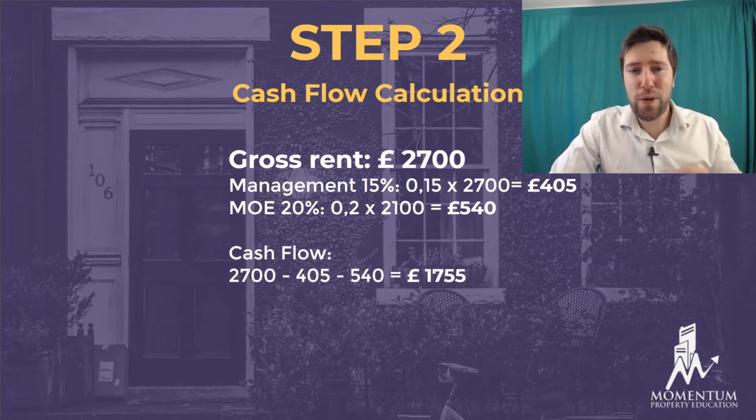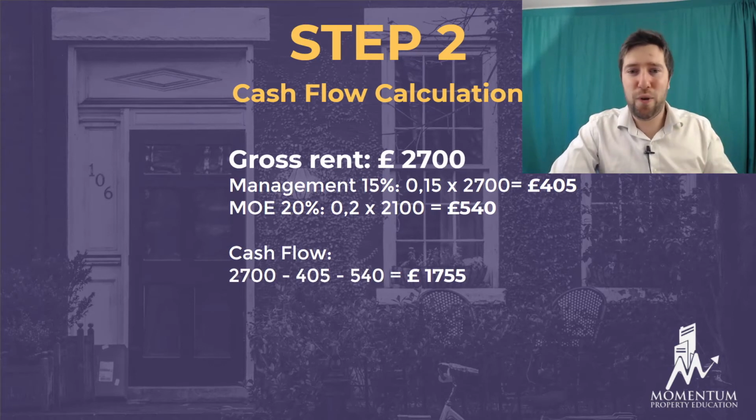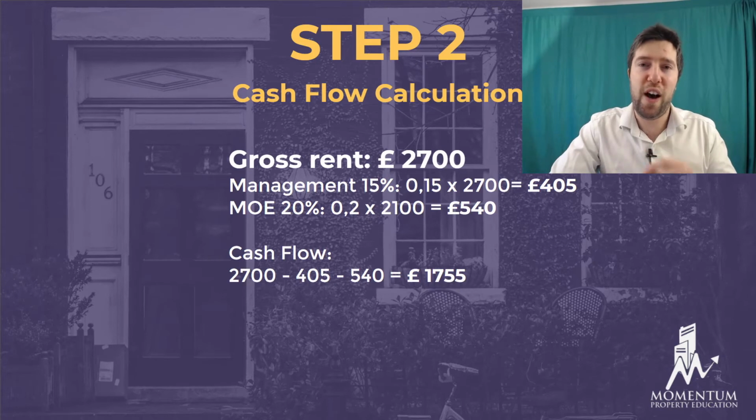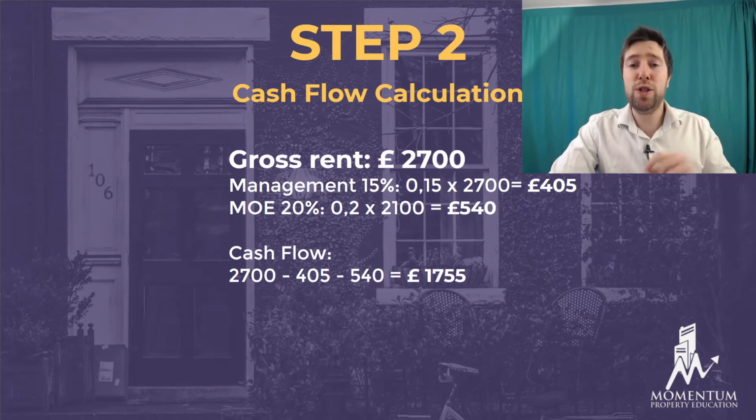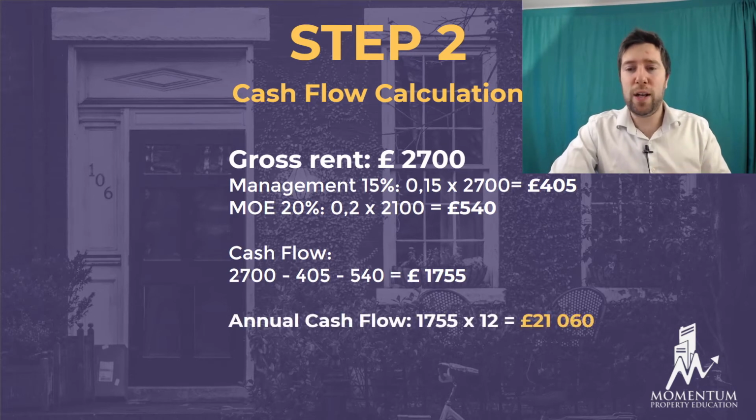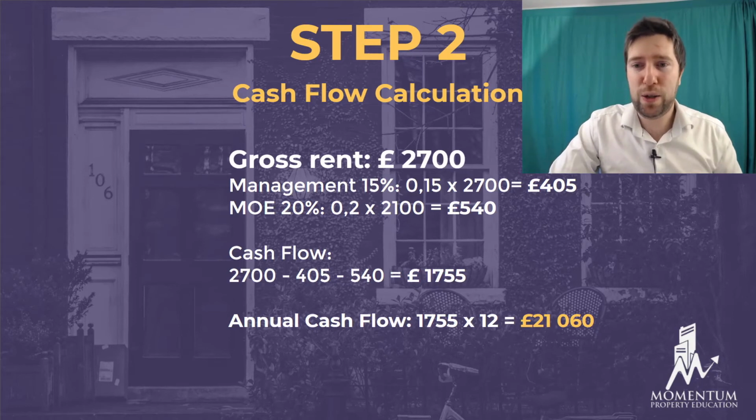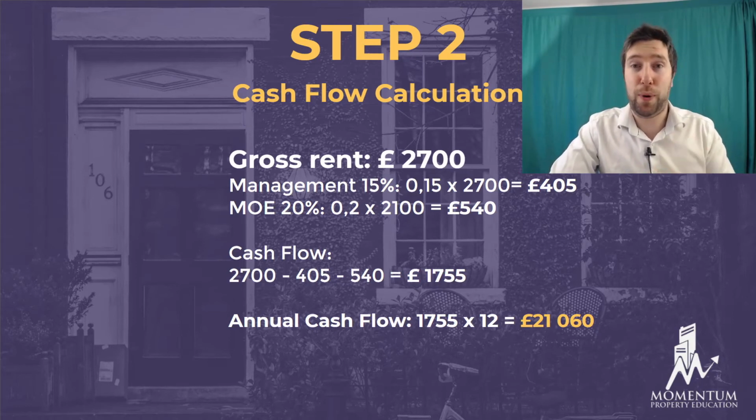So 2,700 less 405 less 540 means £1,755 per month of cash flow. Now, like I said, I would normally have a mortgage, so my cash flow will be lower, but we'll get to that in a moment. So my annual cash flow is 1,755 times 12, meaning I'll be making £21,060 per year.